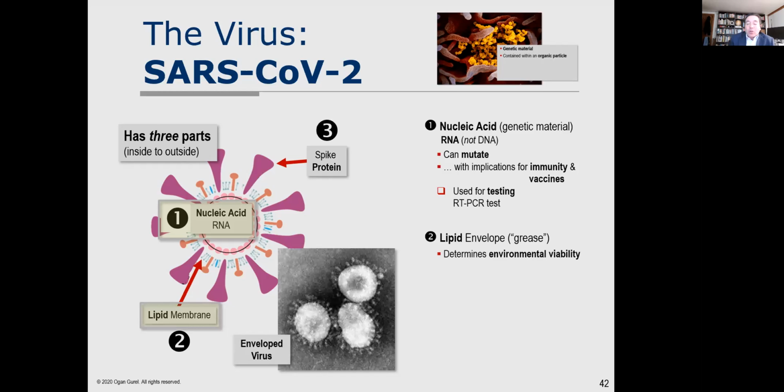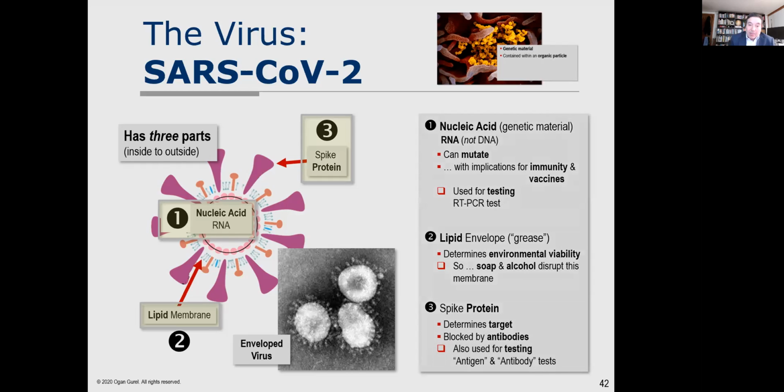Second is the lipid envelope. It's a kind of grease that's around the virus, and this determines the environmental viability. So the virus is not like some hard metal, steel alien. It is actually quite fragile. And so soap and alcohol disrupt this membrane. Think about a soap bubble. Of course, it's an extremely nanoscopic, microscopic soap bubble, but it's not a hard particle. So soap and alcohol quite effectively disrupt this membrane.